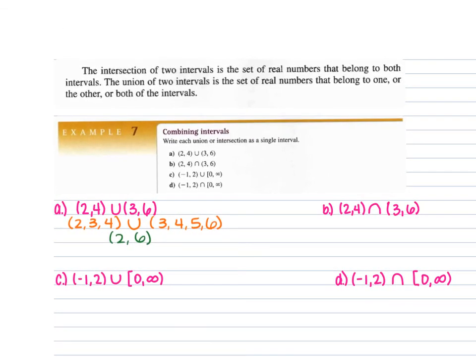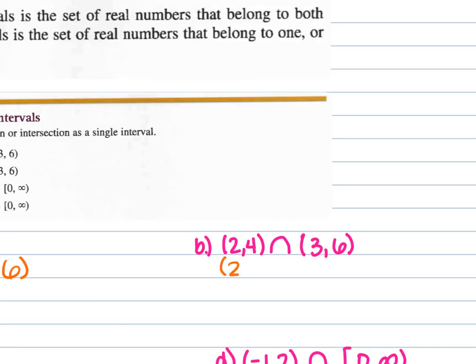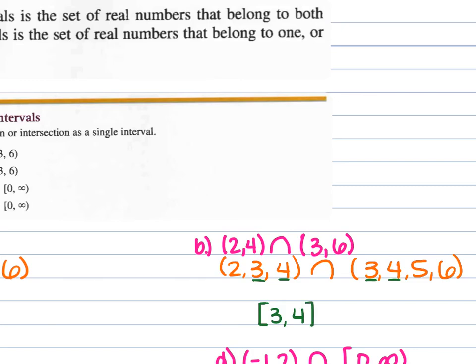For B, we have the numbers between 2 and 4 intersection with 3 and 6. So the numbers between 2 and 4 are going to be 2, 3, 4 with a union of 3, 4, 5, 6. Intersection. So what's the same? We have 3 that's the same, as well as 4 that's the same, and it would include both of those. So we're going to do a bracket on the 3 as well as the 4.